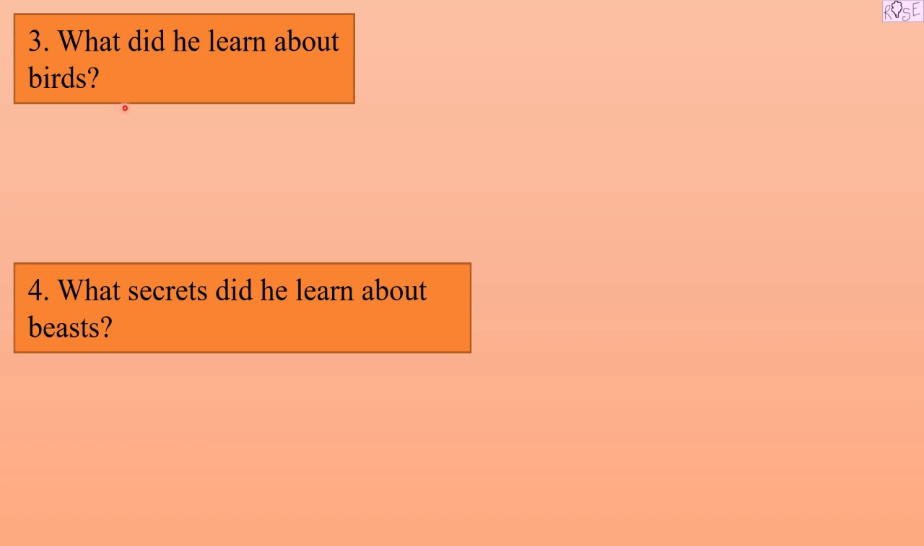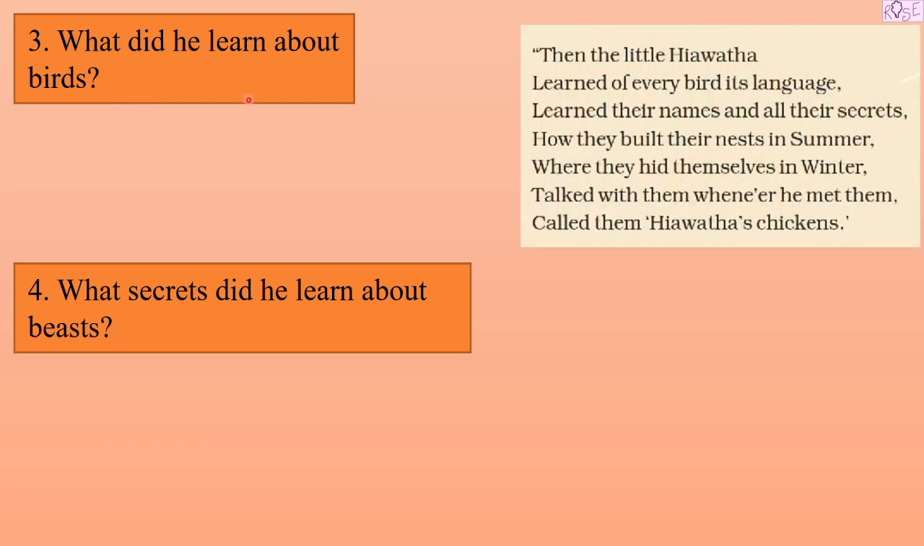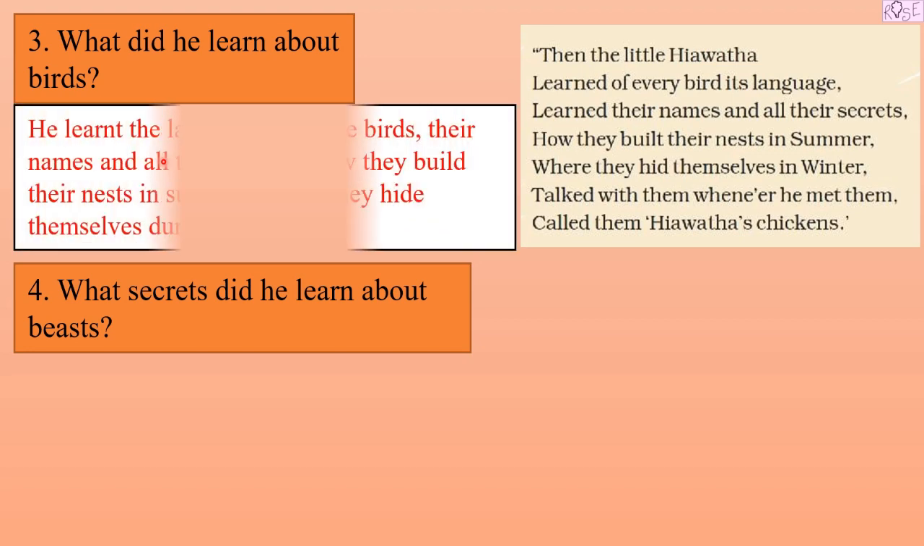To get to this answer, you have to read the first stanza of the poem. Let us read and we'll get to know the answers very easily. Then the little Hiawatha learned of every bird its language, learned their names and all their secrets, how they built their nest in summer, where they hid themselves in winter, talked with them whenever he met them, called them Hiawatha's chickens.